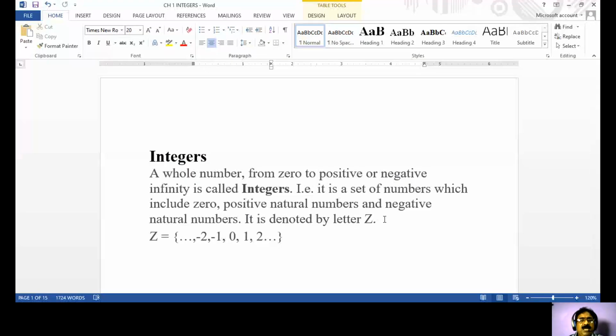Let us discuss integers. A whole number from 0 to positive or negative infinity is called an integer. That is, it is a set of numbers which includes 0, positive natural numbers and negative natural numbers. It is denoted by the letter Z.